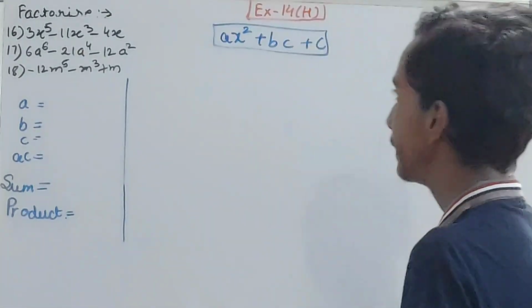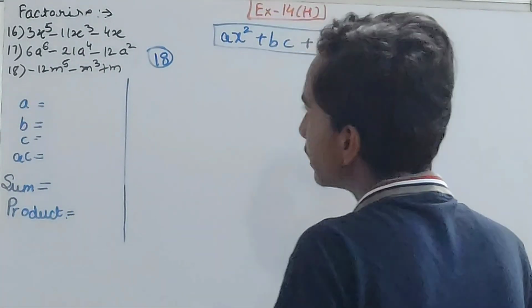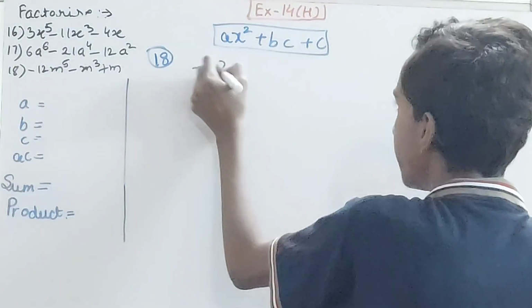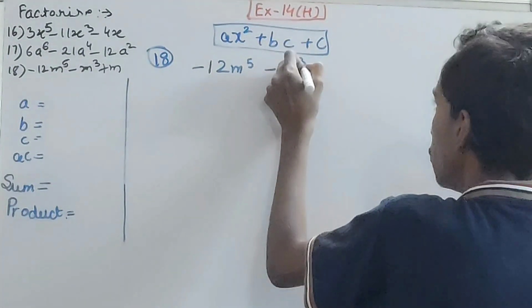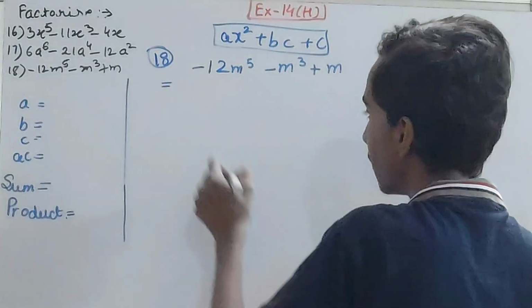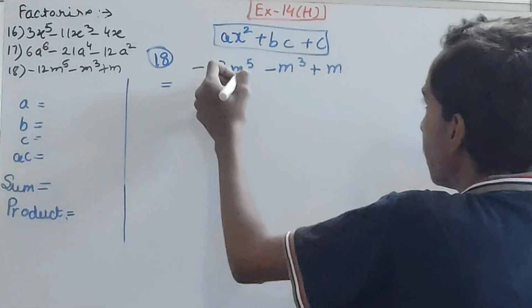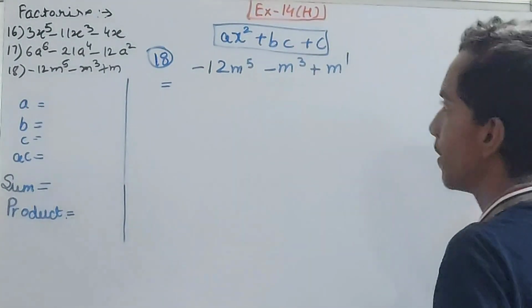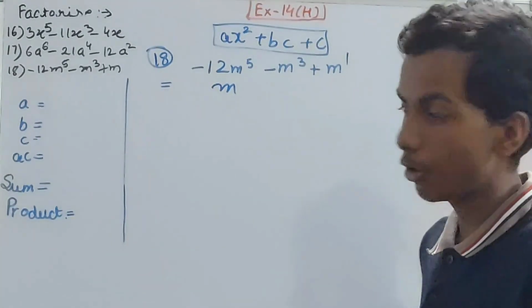Now look at question number 18. So you have minus 12 m to power 5 minus m cube plus m. That will be what? Again, this is not in the standard form. M to power 5, m cube, m to power 1. So we will take the common of m. Clear? We all know why.